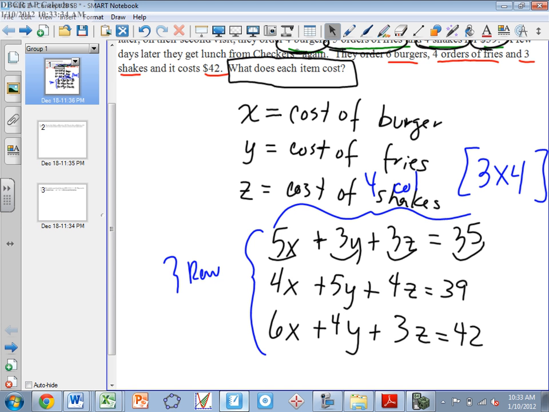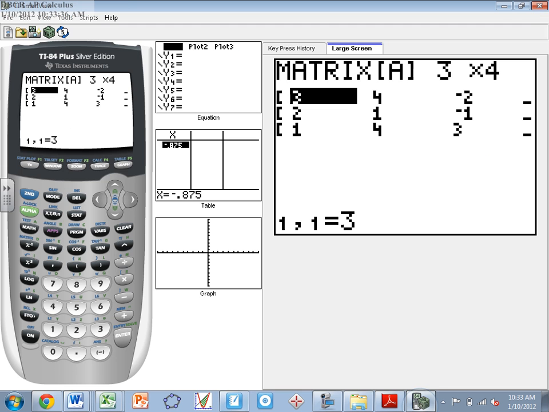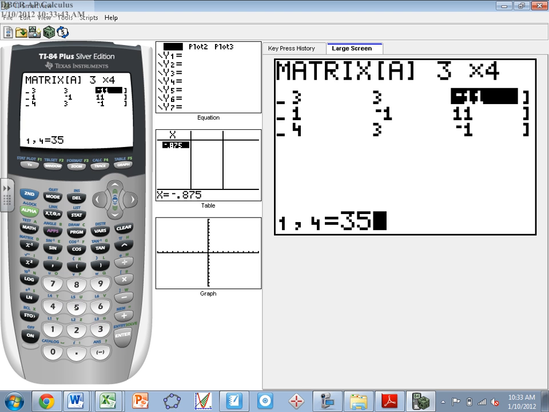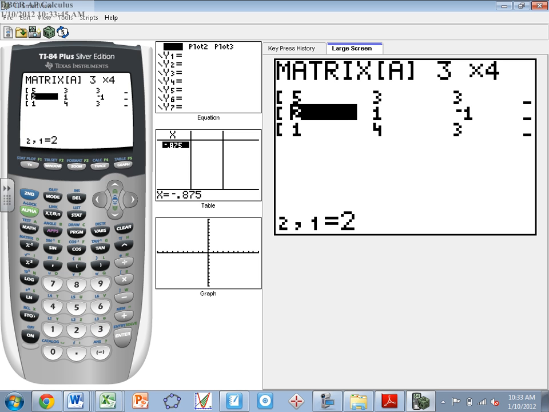So 5, 3, 3, 35. So watch what I do. I memorize it. I don't even have to look. 5, 3, 3, 35. Enter. And all you see is 5, 3, 3. Where's the 35? It's off the board over here.